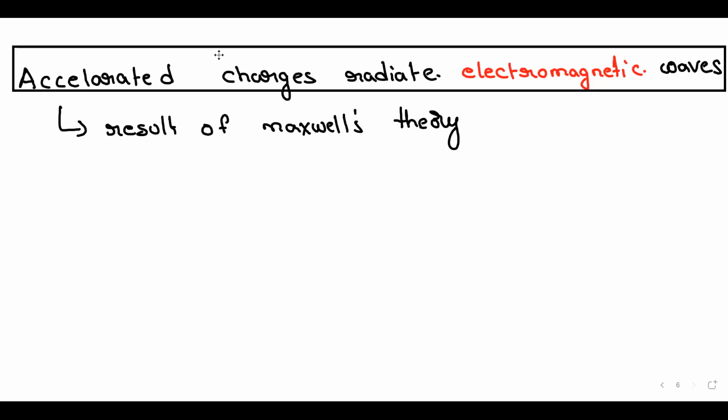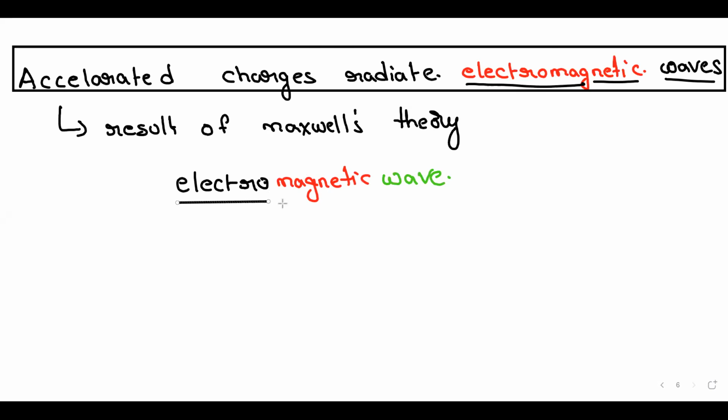This is an important result of Maxwell's theory. When we look at this name, electromagnetic wave, we have three distinct terms here. The first one is electro, the second one is magnetic, the third one is wave.